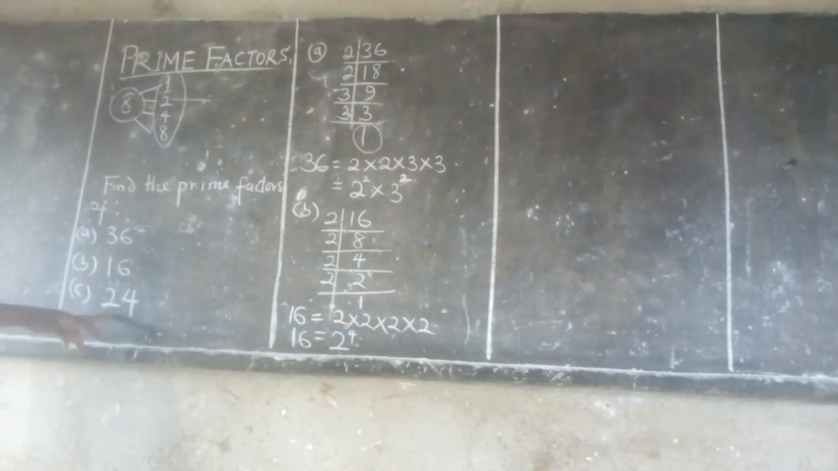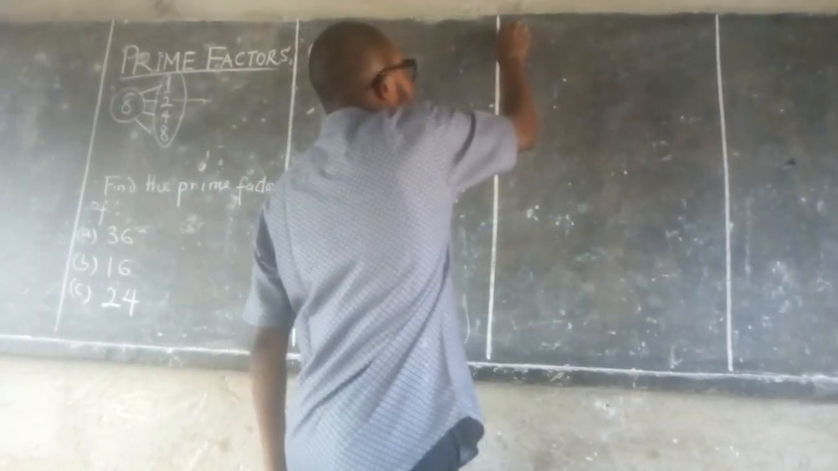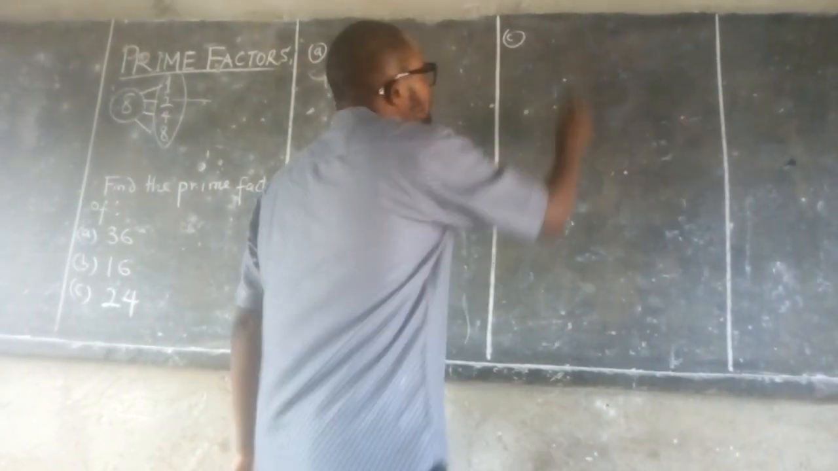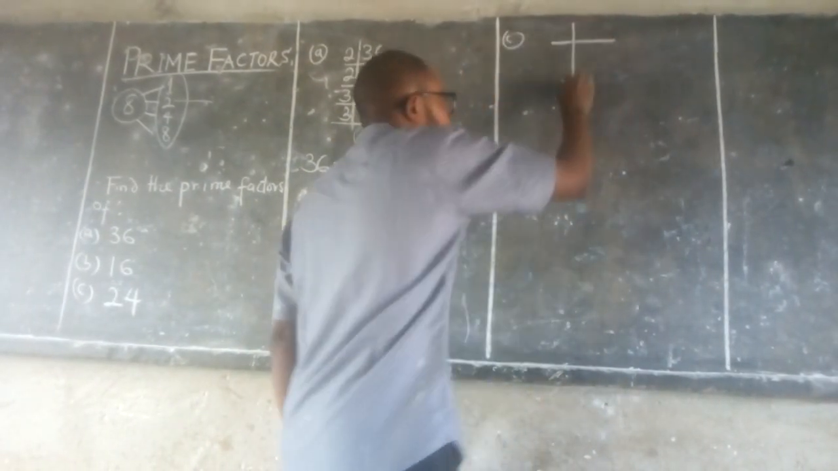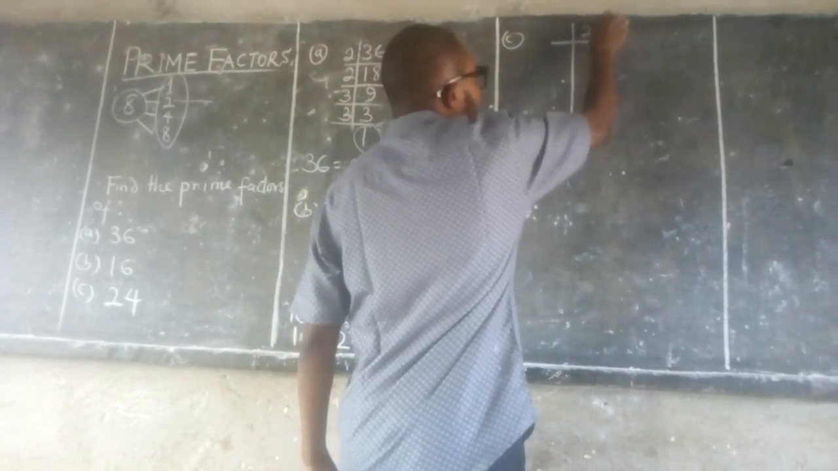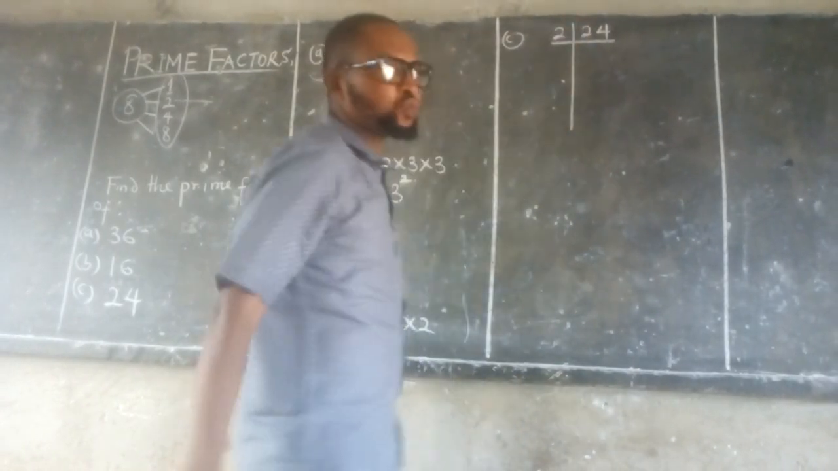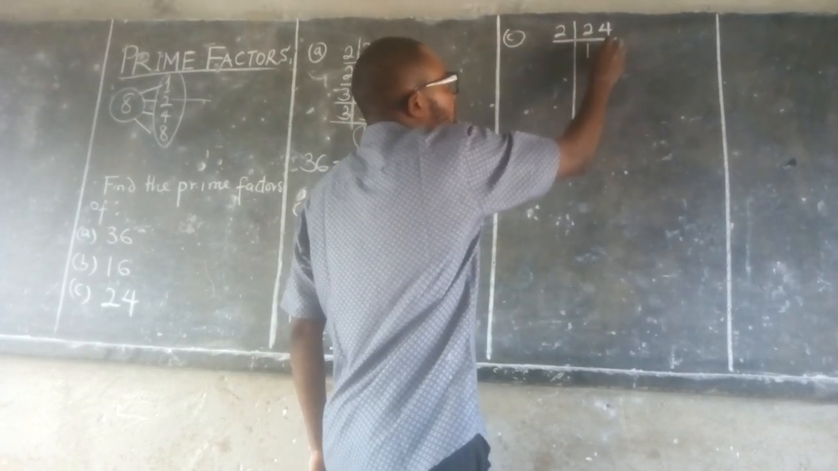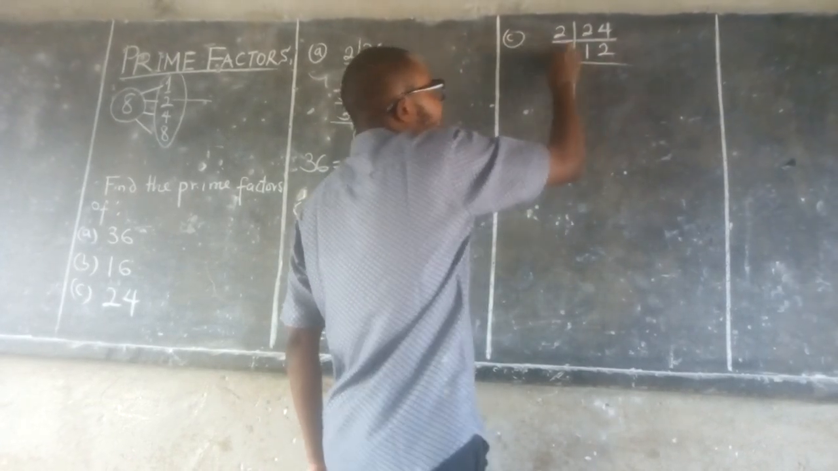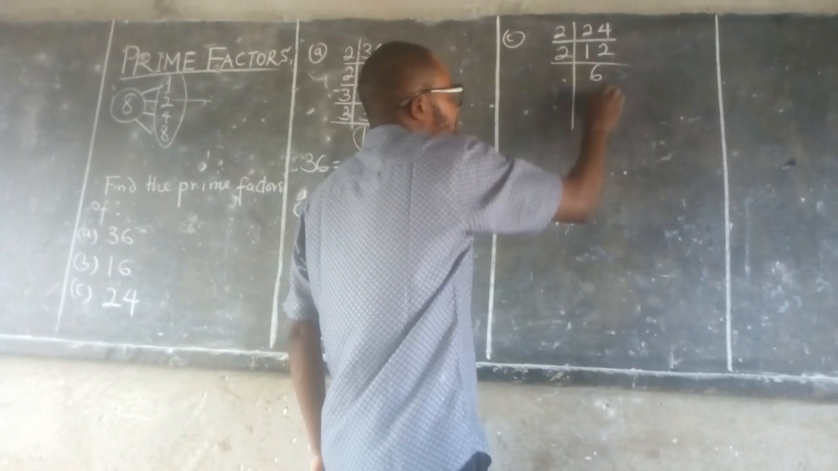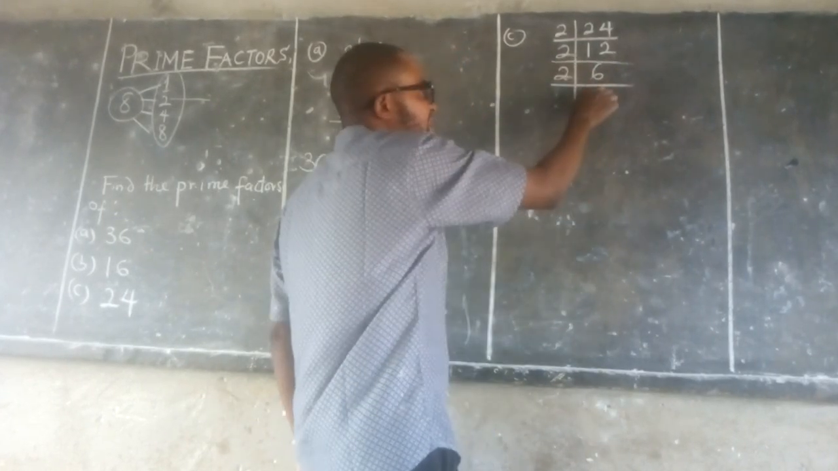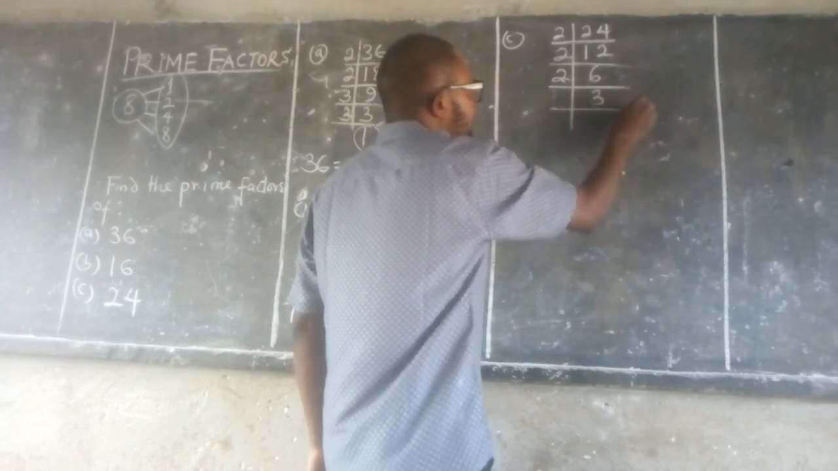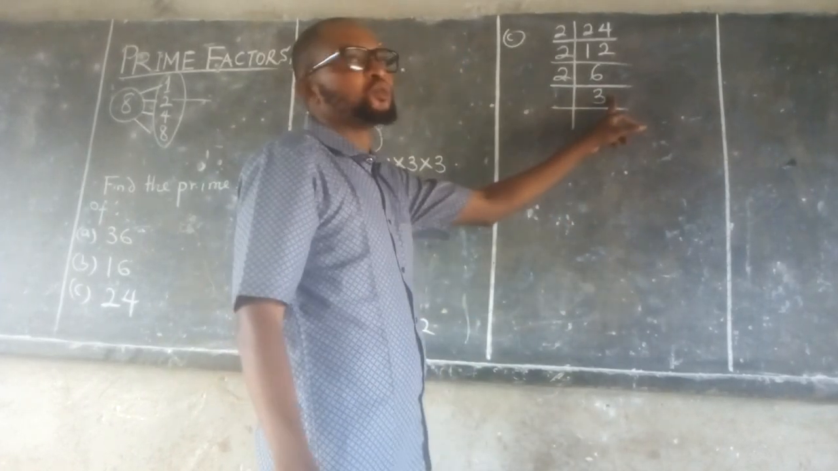The same thing applies to 24. You have to find the prime factors. So just like I've said earlier, you continue your division using the prime number that goes without leaving a remainder. Starting with 2 here as well. 2 into 24 gives 12. 2 can still divide 12, and that gives 6. 2 can still divide 6, and that is equal to 3. Now 2 can no longer divide 3 because it will leave a remainder.